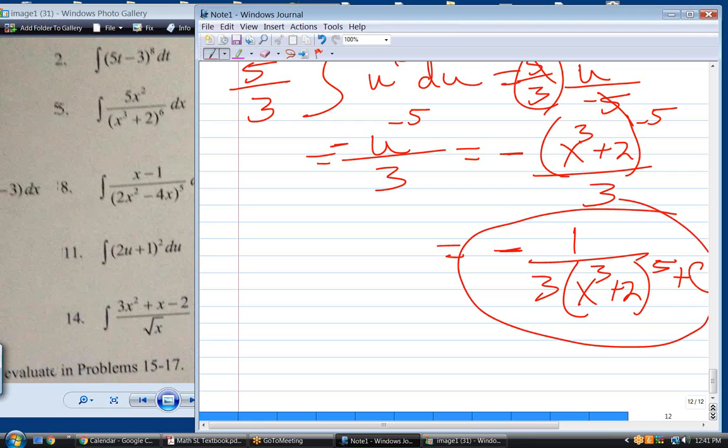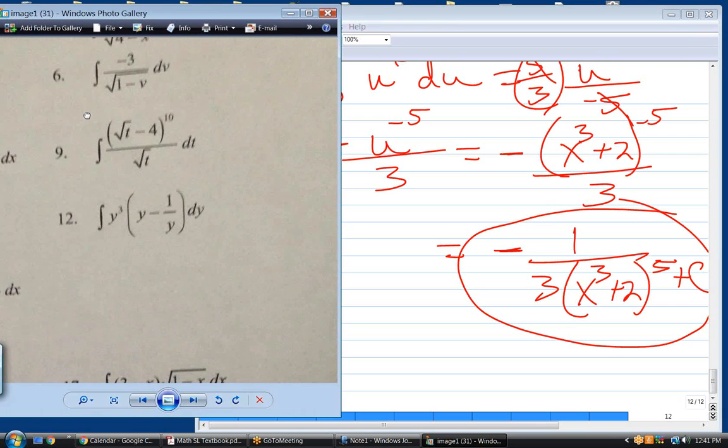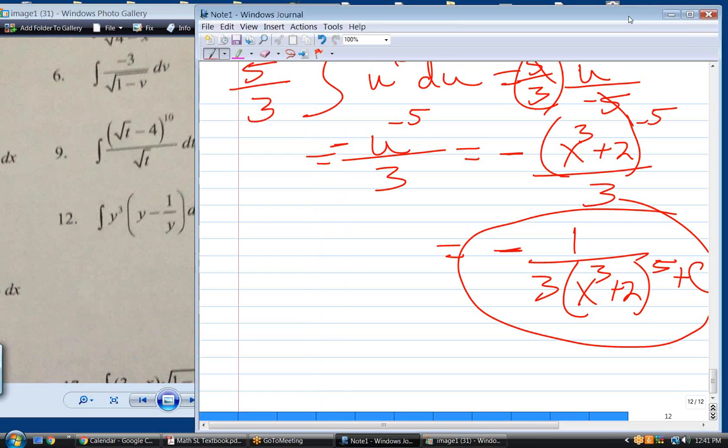Okay, so again, they gave us a problem where the derivative of the inside was in the numerator. And that's what you're going to see most of the time. It's going to be the hard problem where the derivative of the inside is in the denominator, which is the case I covered.